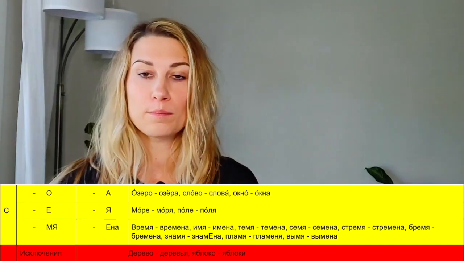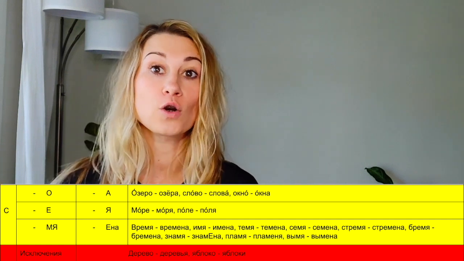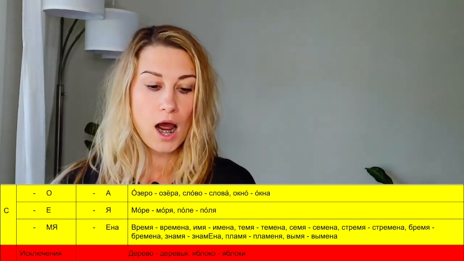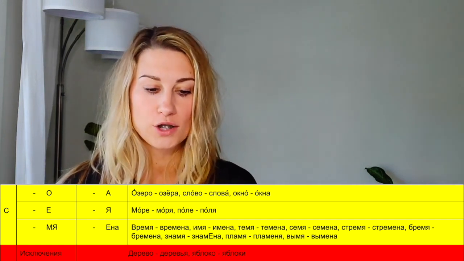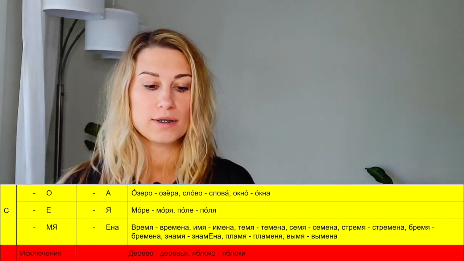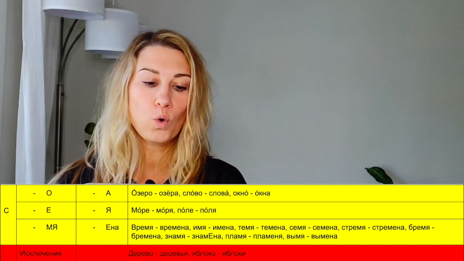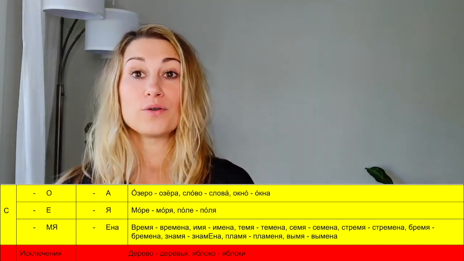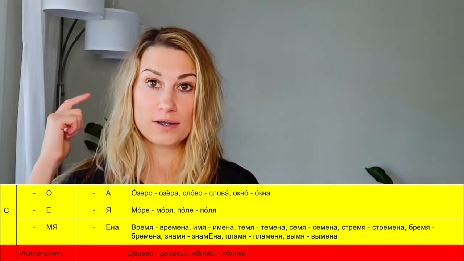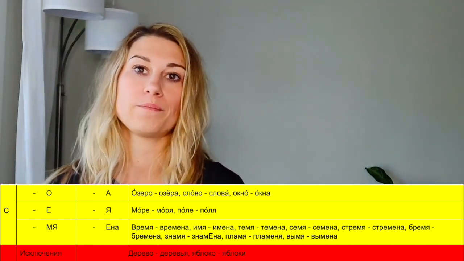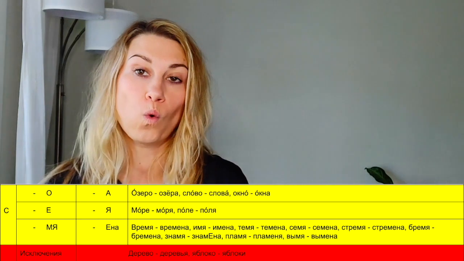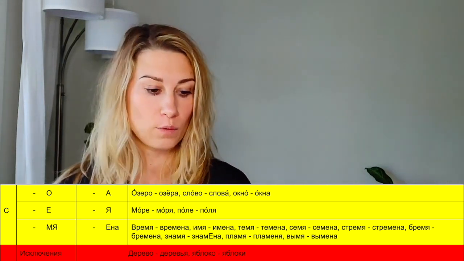And now let's look at the example with the neuter, средний род, with the neuter nouns. We have о changing to а: озеро, озера, слово, слова, окно, окна. And here you can hear how I change the stress. You see, окно, but окна. So in plural it actually changed to о. Don't ask me why, I have no idea why.